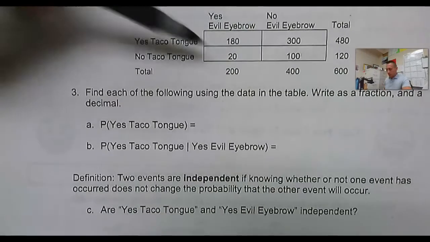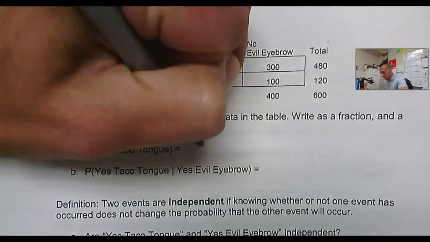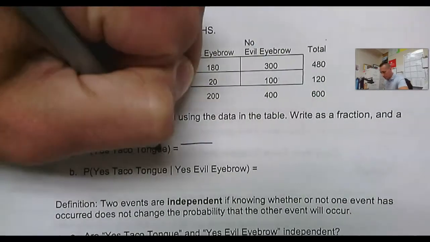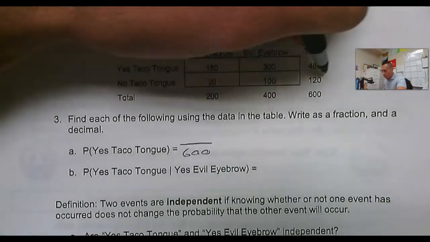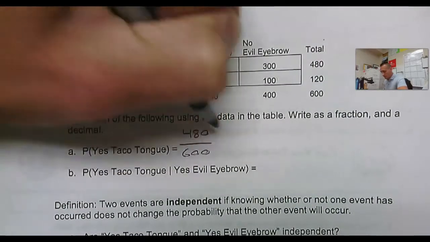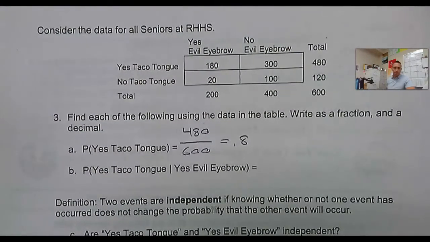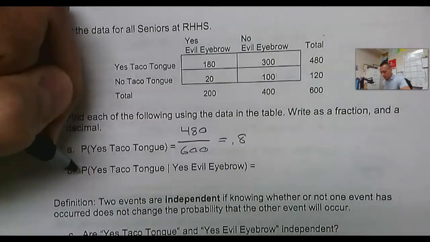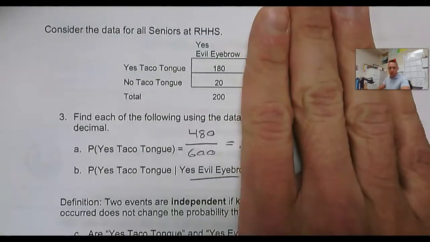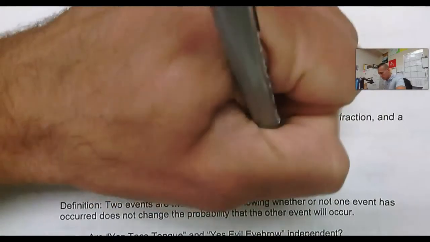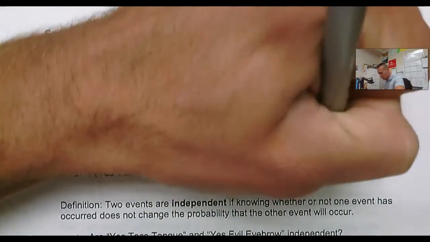All right, so now we have a new two-way table for all seniors at Rush Henrietta High School. What's the probability somebody can taco tongue? There's no given condition, so we're looking at the entire 600 students. 480 can do it. All right, as a fraction, decimal 0.8. Part B, given they can evil eyebrow. So I'm only looking at yes, evil eyebrow, 200 students, out of which 180 can taco tongue, 90%.